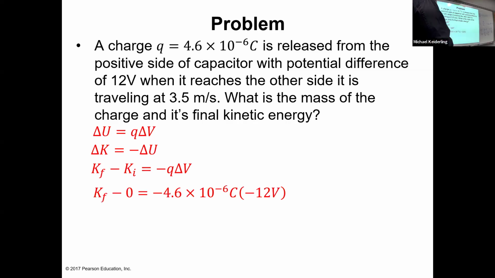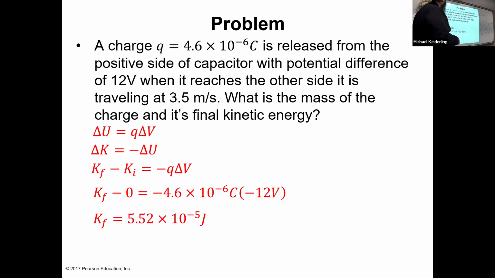Our initial kinetic energy is 0. So our final kinetic energy ends up being minus 4.6 times 10 to the minus 6 coulombs times minus 12 volts. Because it's going from the positive side to the negative side. So delta V is minus 12 volts.